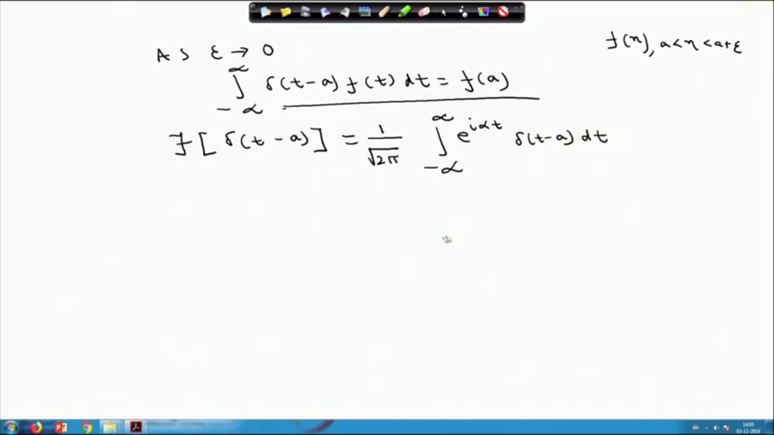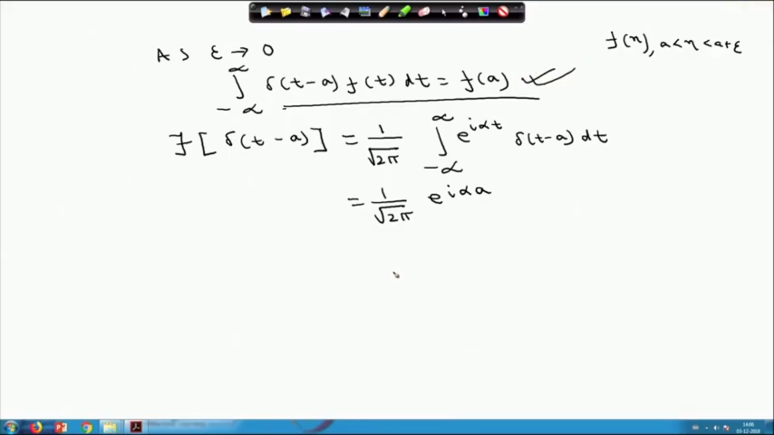From the definition of the Fourier transform we can write this, and using this particular result, the integral of delta (t minus a) f(t) dt is f of a. Here your f(t) is e power i alpha t. So you will obtain this value equals 1 by root pi into e power i alpha a only. In this case it is f of a, and your f(t) is e power i alpha t. So now you can understand why we have shown this initially.